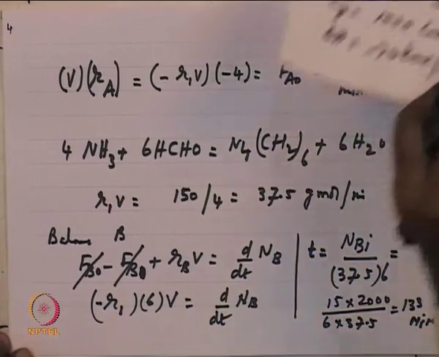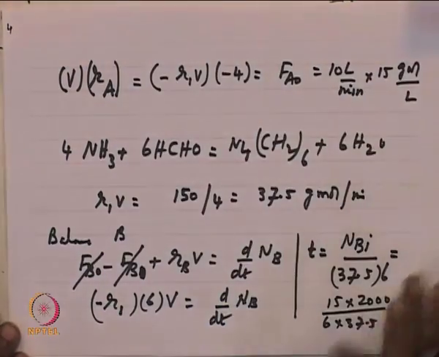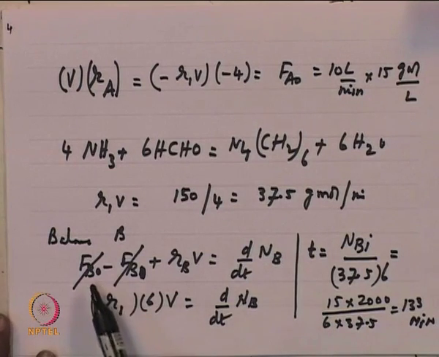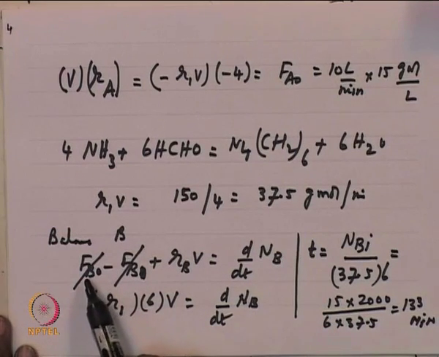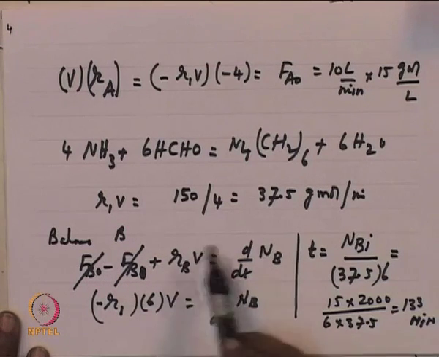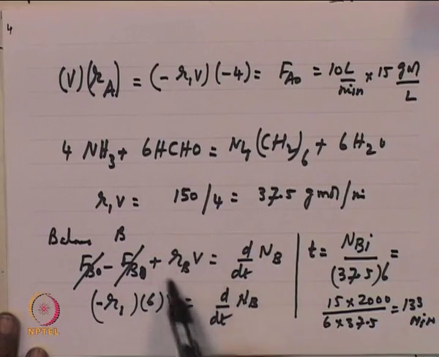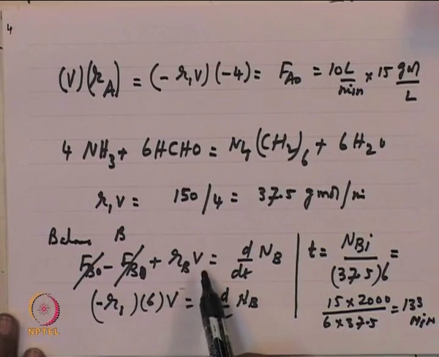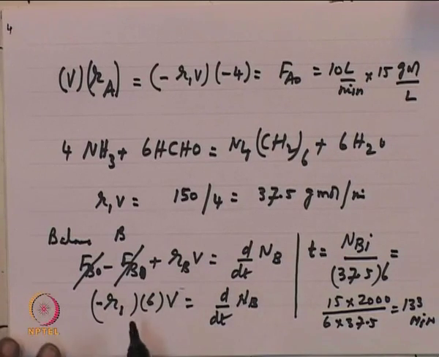Please let us understand this once again. What we are saying is that if you write a material balance for component B, there is no input of component B, there is no output of component B. Whatever is the material that is present inside, it is undergoing reaction as per this rate function R B. R B is, by definition, R 1 multiplied by the stoichiometric coefficient.